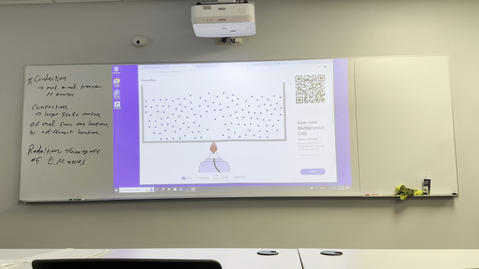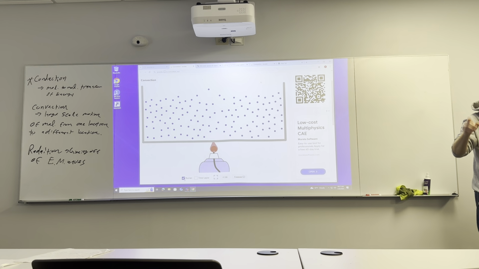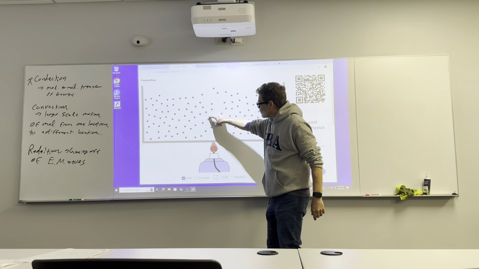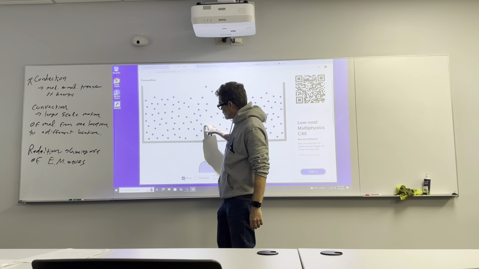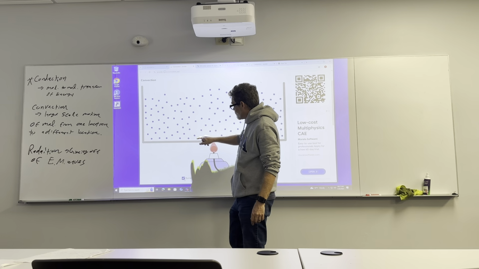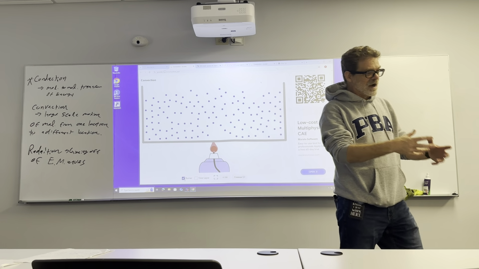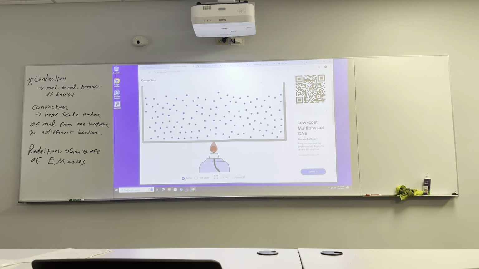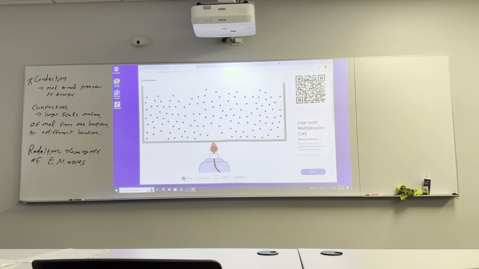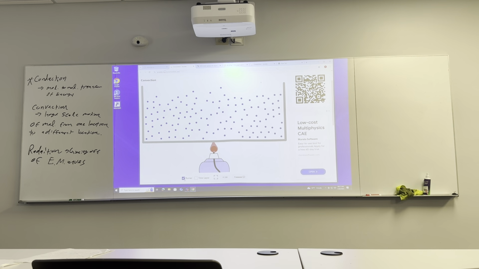There they go. They went up, right? And new molecules come in, and you can see I'm getting this current flow, right? This is a convection current. I'm transporting hot molecules from one location to a new location. Okay, make sense? All right.